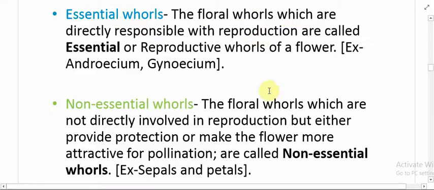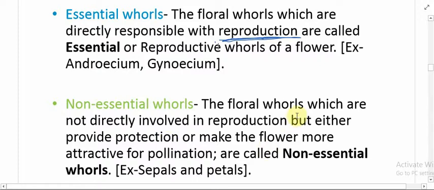So what is the need? The need is reproduction. Okay, reproduction is the need. So the floral whorls which are directly responsible for reproduction are called essential or reproductive whorls of a flower. Example, androecium, the male reproductive part, and gynoecium, the female reproductive part.